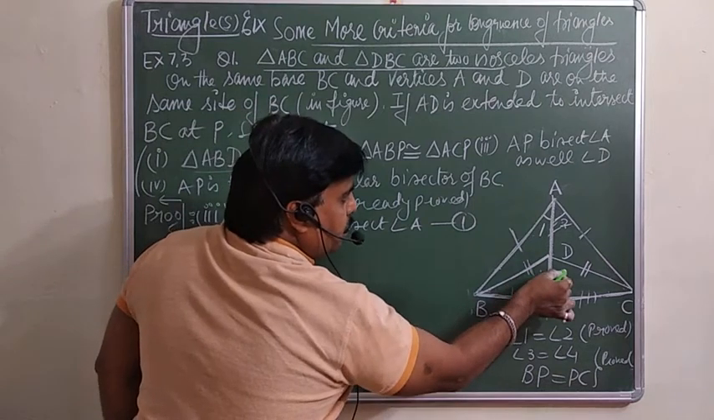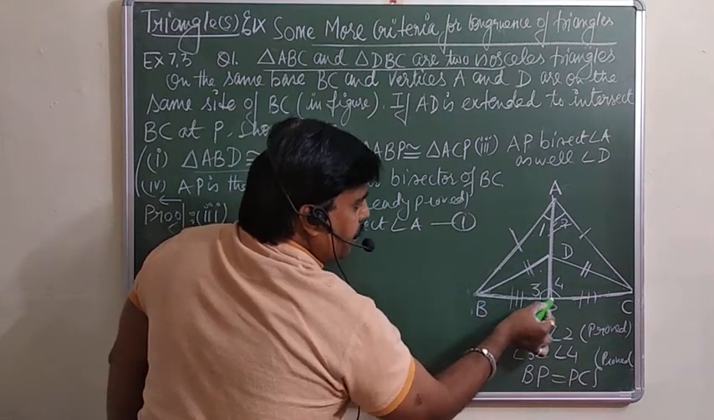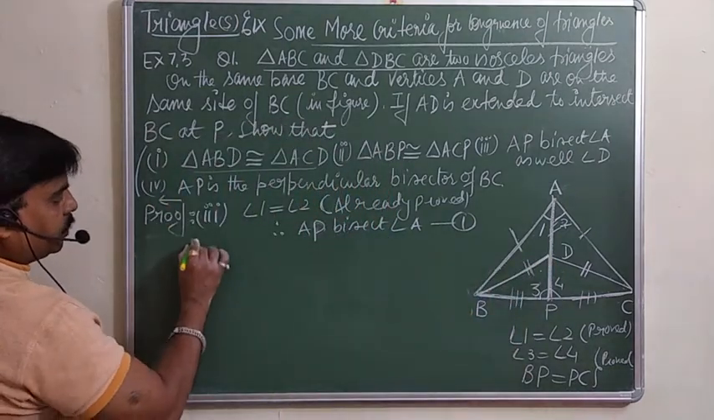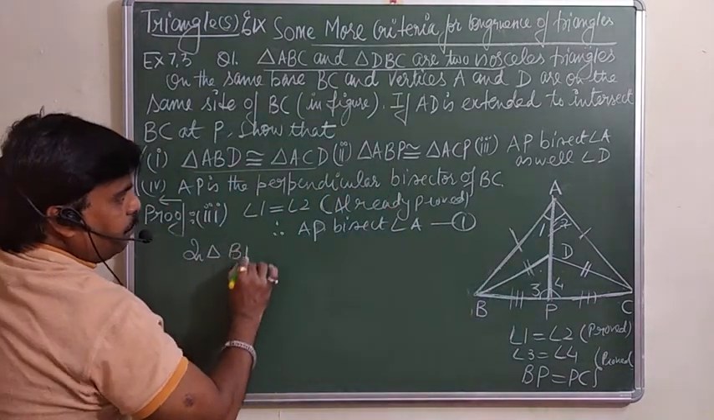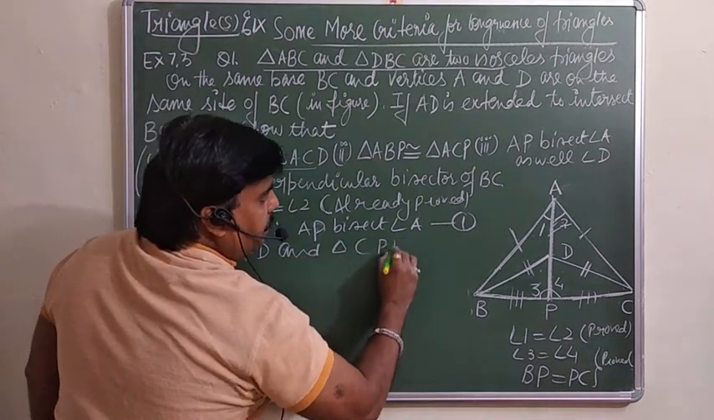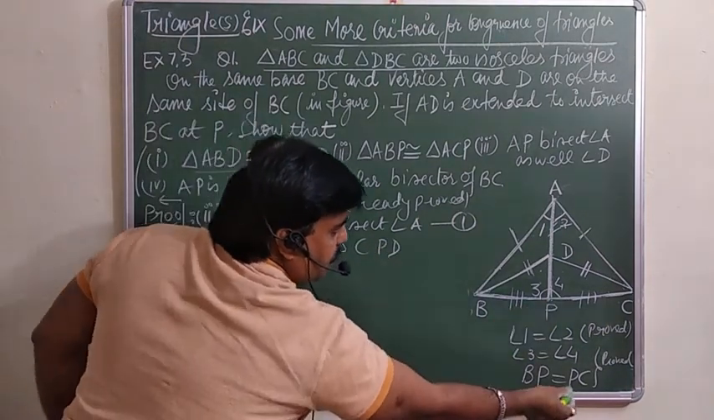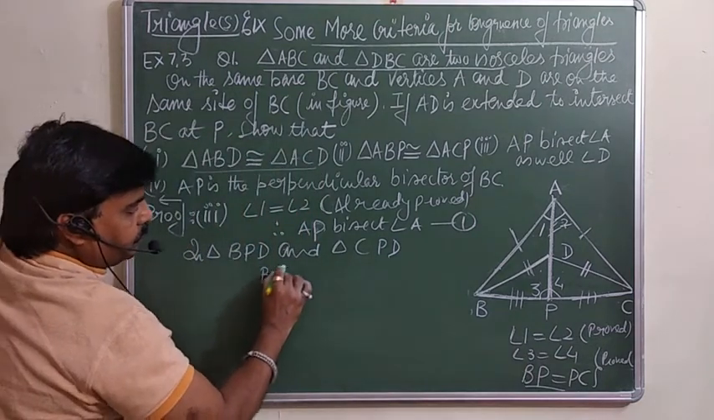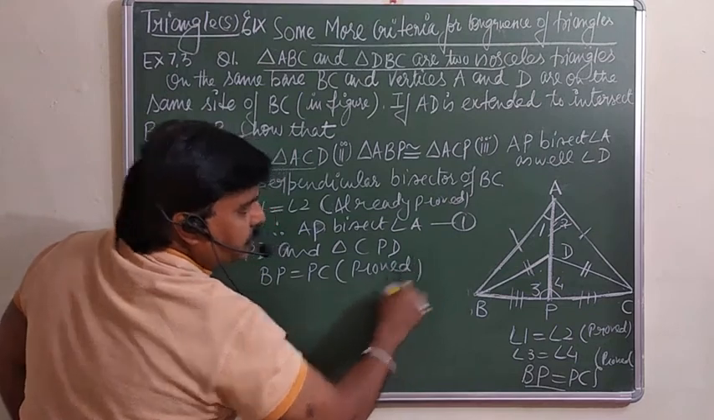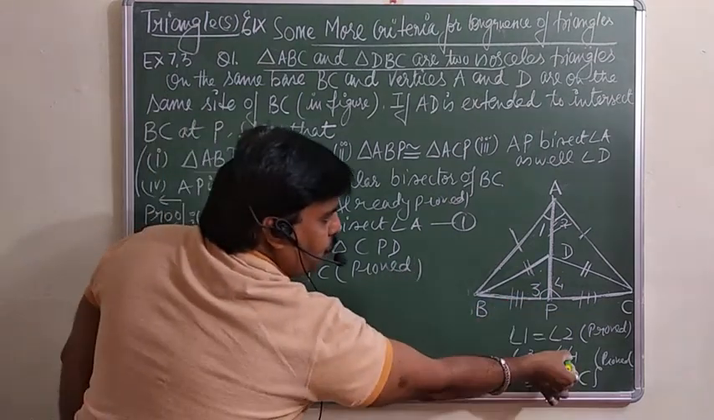Then you are supposed to make these two triangles congruent. What do you have to do? You have to make triangle BPD and triangle CPD congruent. So just take triangle BPD and triangle CPD. See now, BP is equal to PC is already proved. And 3 is equal to 4 is also proved.